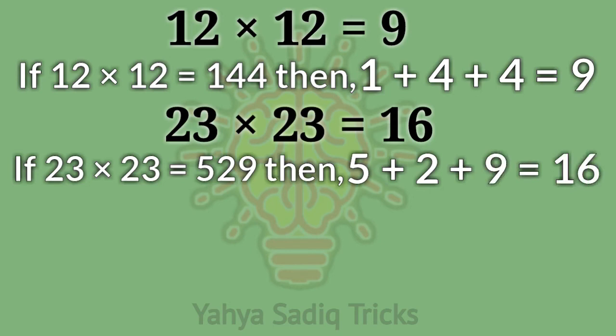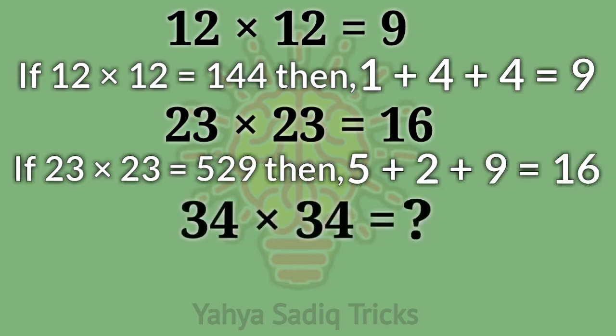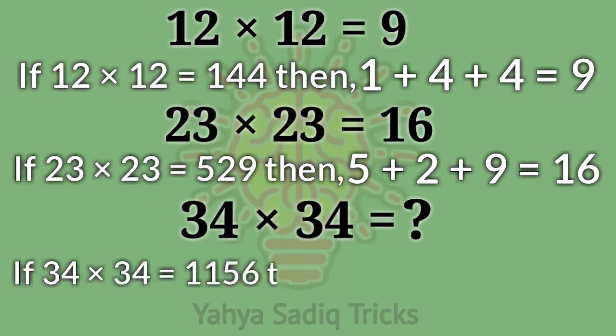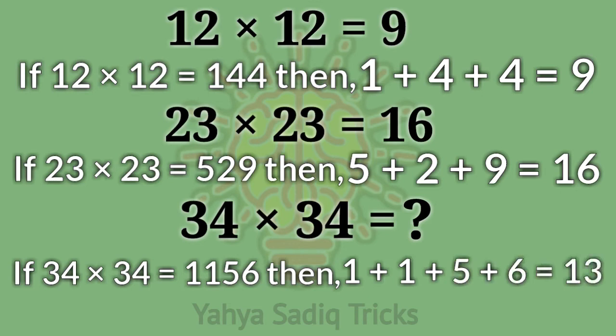Then come back to the problem. 34 multiplied by 34 equals question mark. What number should replace the question mark? 34 multiplied by 34 equals 1156, then add the digits of 1156 to each other. So 1 plus 1 plus 5 plus 6 equals 13. So 13 replaces the question mark.